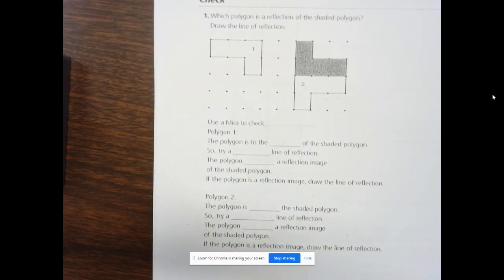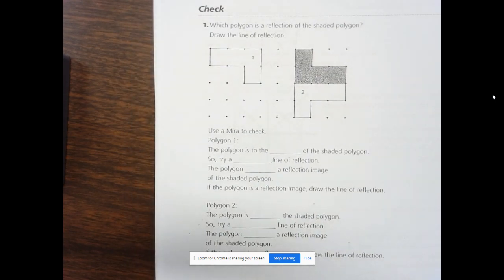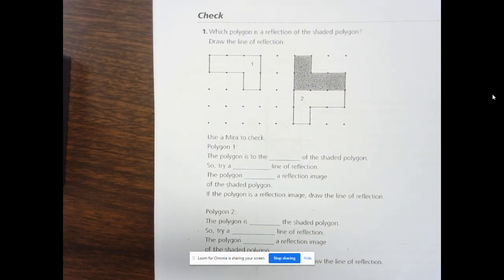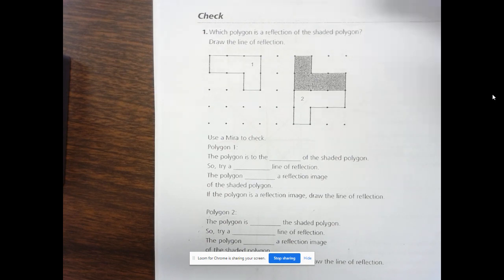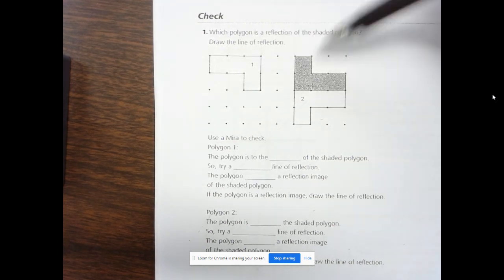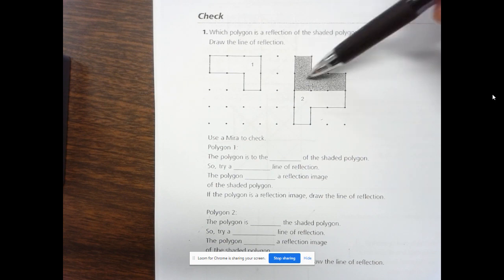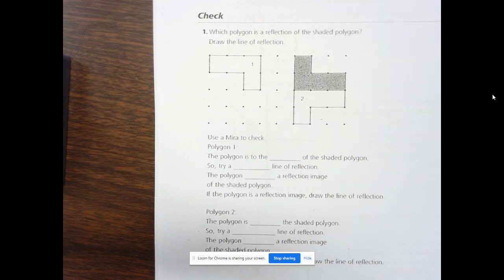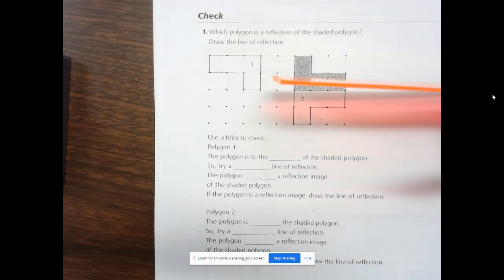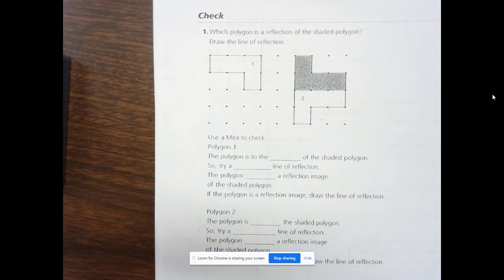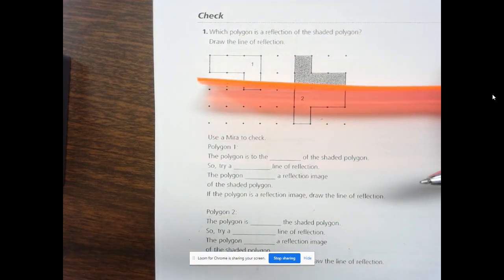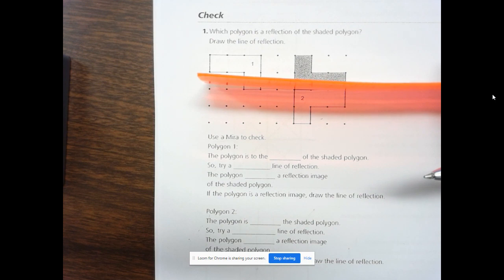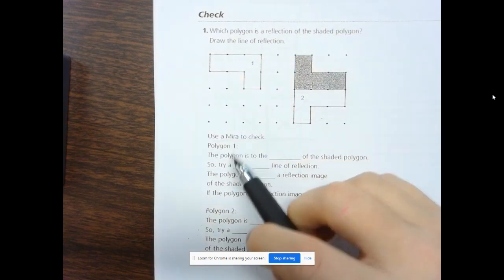Which polygon is a reflection of the shaded polygon? So now we're going to be working again, going back to some old terminology. Reflection means, is it the same object just flipped over a line? So I want to know which one or two would be a reflection of the shaded image. Again, we do not have a mirror, so you might actually be physically folding your paper or doing a method like this.